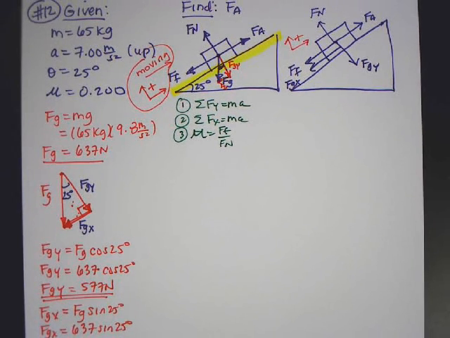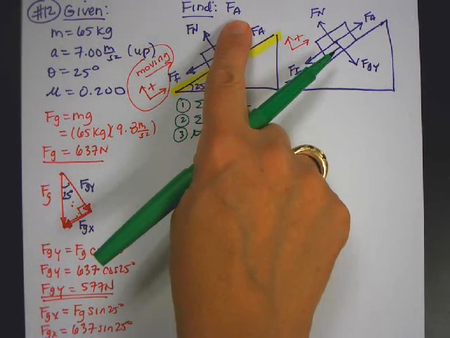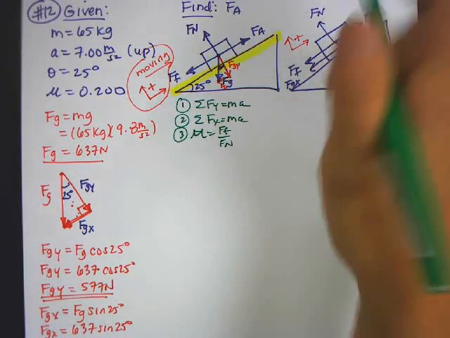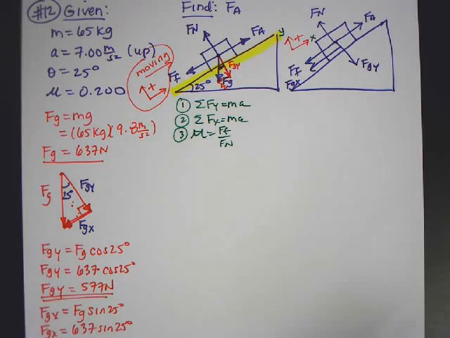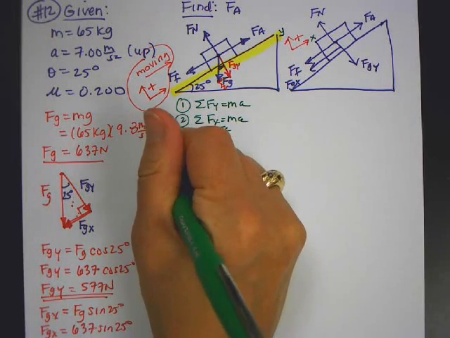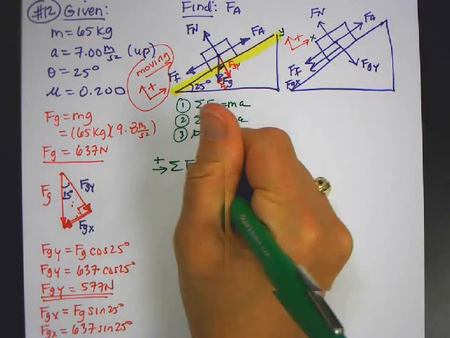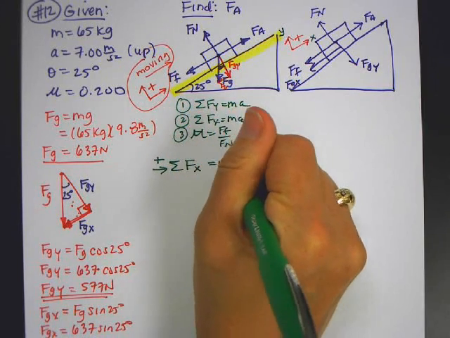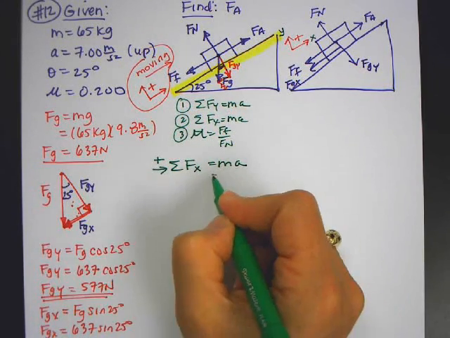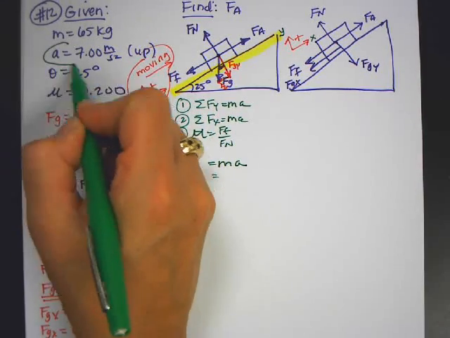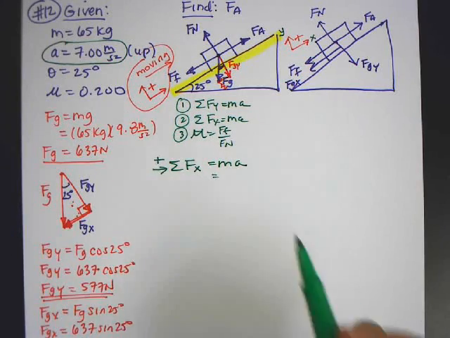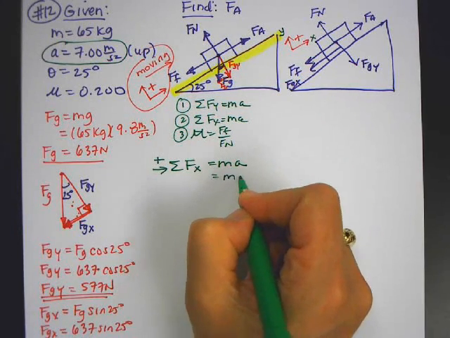If we don't know where to start, we go to the end. We want to solve for FA. FA is in the X direction. Remember, this is X and this is Y. So, if I sum forces in the X direction, summation of F of X is equal to MA. Is this block accelerating in the x direction? Yes, they gave us the acceleration. So that's not 0, that's MA.